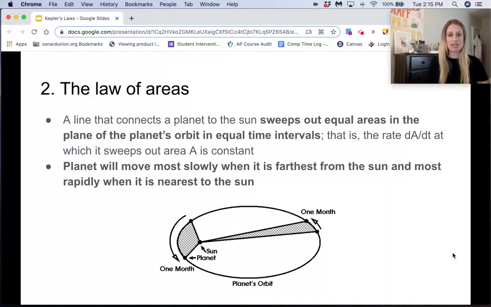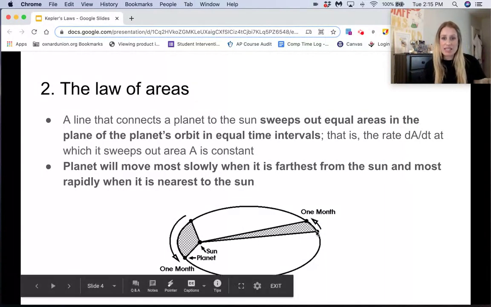And we already did talk about this in class. But here we can see that because this area has to equal this area right here, because they're both sweeping out these areas in 1 month, we have the same time, 1 month for each, but the distance that it covers here when it's farther away is smaller than the distance that it covers here when it's closer to the sun. So therefore, we're moving slower when we're farther away from the sun, we're moving faster when we're closer to the sun. So that's our main takeaway from Kepler's law number 2.